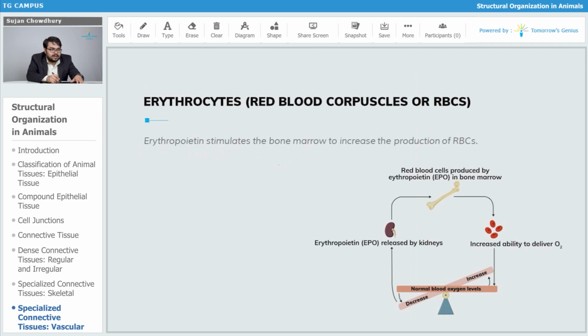So thereafter we have erythropoietin, a hormone stimulating the bone marrow to increase the production of red blood cells. The formation of erythrocytes is called erythropoiesis. So by erythropoiesis, erythrocytes are going to be formed, and definitely this will take place in the bone marrow. We will know more about it.